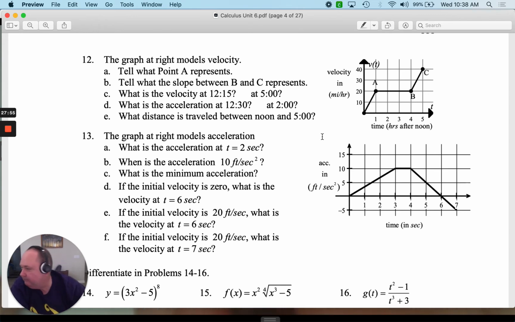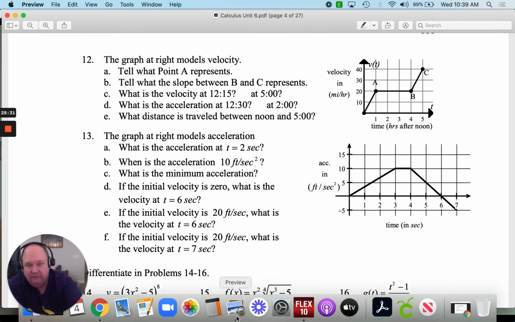So, again, the time, so between 4 p.m. and 5 p.m., and what is the slope there? So between 4 p.m. and 5 p.m., the acceleration was, what's the slope? How many up? So up 20 and over 1. So it'd be 20 miles per hour squared. That's how you write down acceleration.